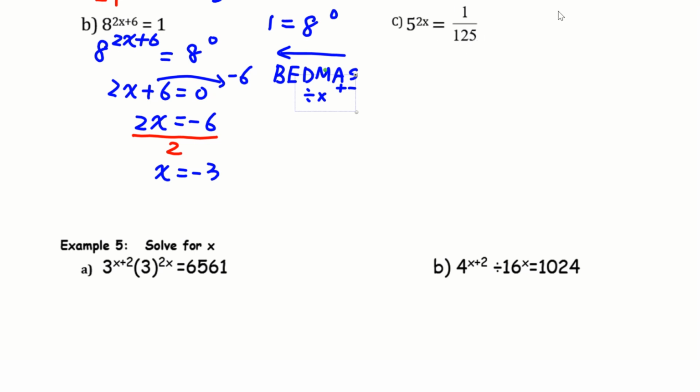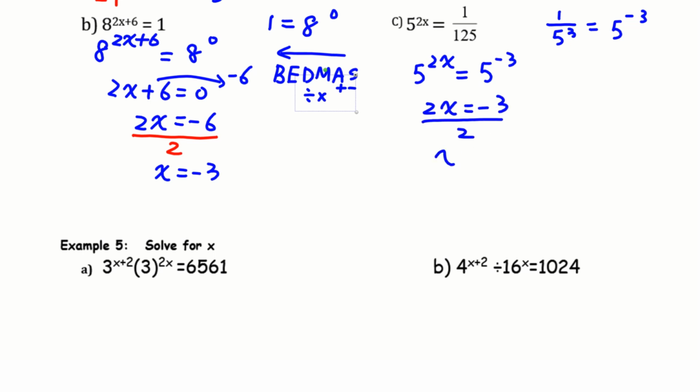For this one, you could change both to the same base. This one is 1 over 5 to the exponent 3, so write it as a negative exponent. Then you will have 5 to the exponent 2x equals 5 to the exponent negative 3. So 2x equals negative 3, then divide by 2: x equals negative 3 over 2.